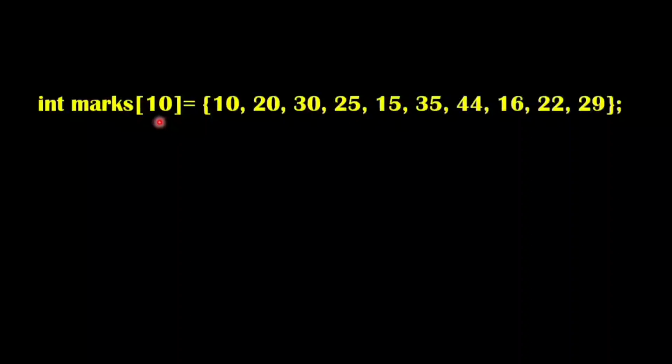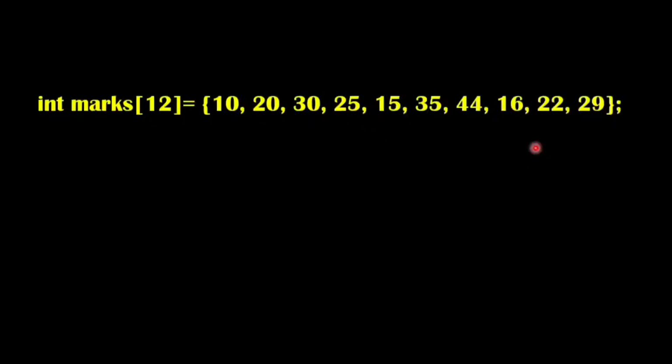So when do we have to specify the size? Look at this: I have written int marks[12] = 10, 20, 30, 25 and I have given 10 values but the size is 12. So what happens? marks[0] is 10, marks[1] is 20, marks[2] is 30, marks[3] is 25 and so on. marks[9] is 29. But we have marks[10] as well as marks[11].